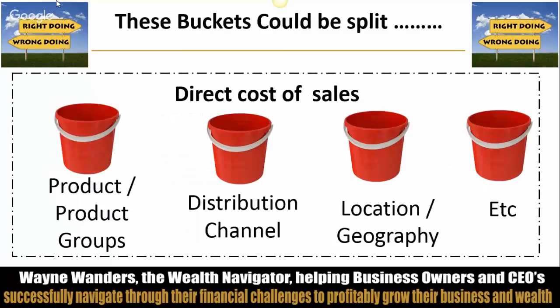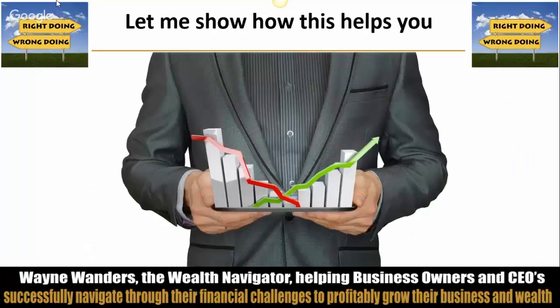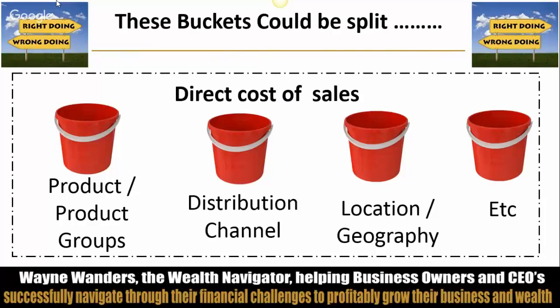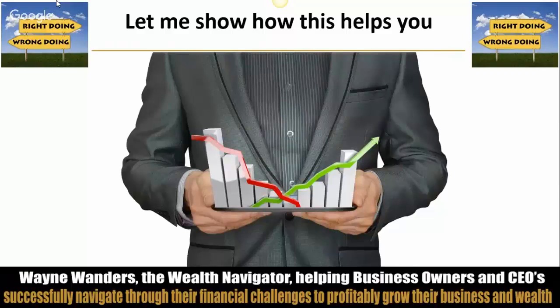And the other thing about these buckets, you may need sub-buckets or mini buckets. For example, you may want to split your stuff between different products or product groups. You may have part of your business where you're doing it through an indirect sales channel and through a direct sales channel. You may be doing stuff in different states or different locations, and you need to understand that. So you may actually have multiple different buckets within buckets. But you need, as a business owner, to start thinking about what your buckets are and whether you need sub-buckets. I'm going to show you now how this really helps you understand your business.